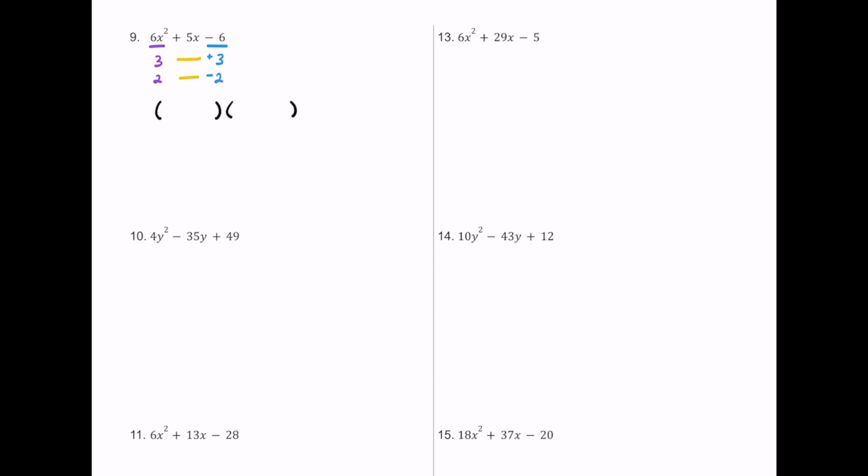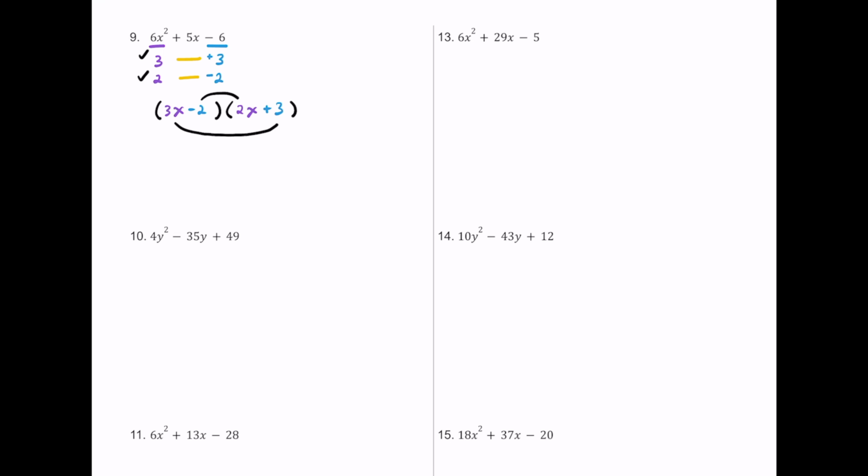And so here are our binomials. We're going to have 3x and 2x, and the 3x is going to be paired with a positive 3, and the 2x is going to be paired with a negative 2. So for our outers, right over here. For our inners, right over here.